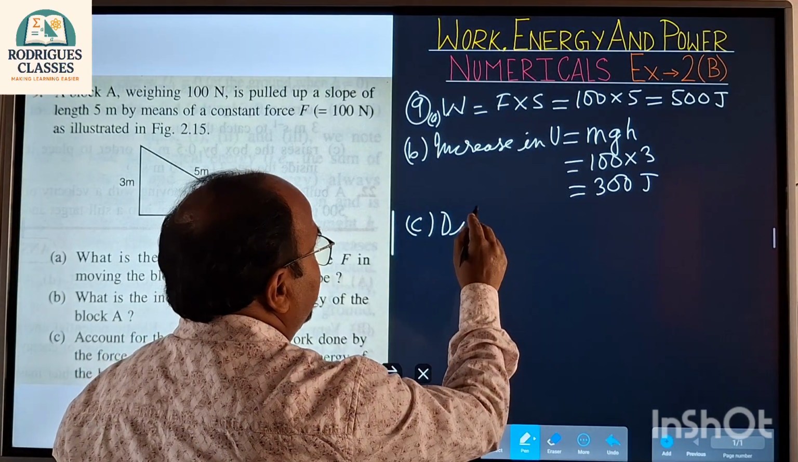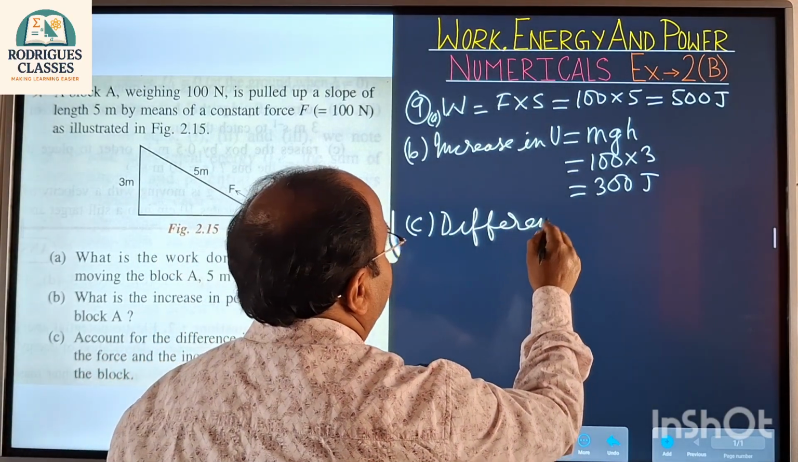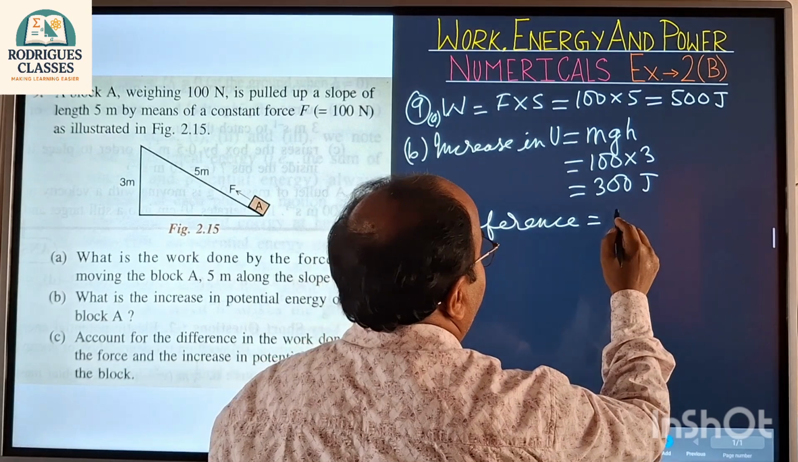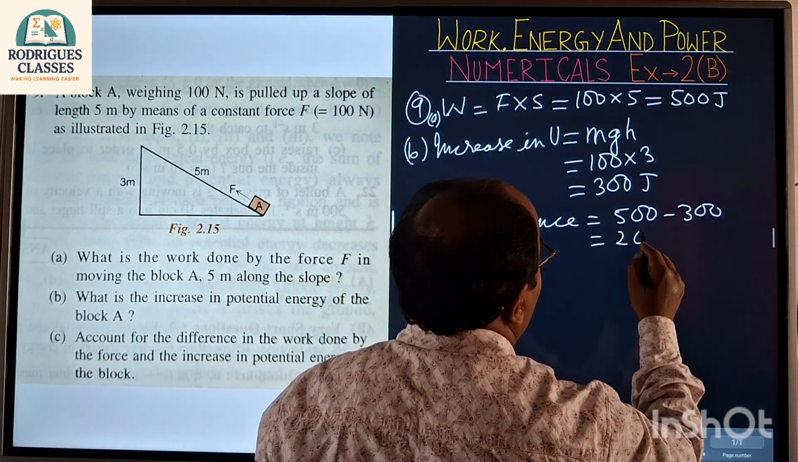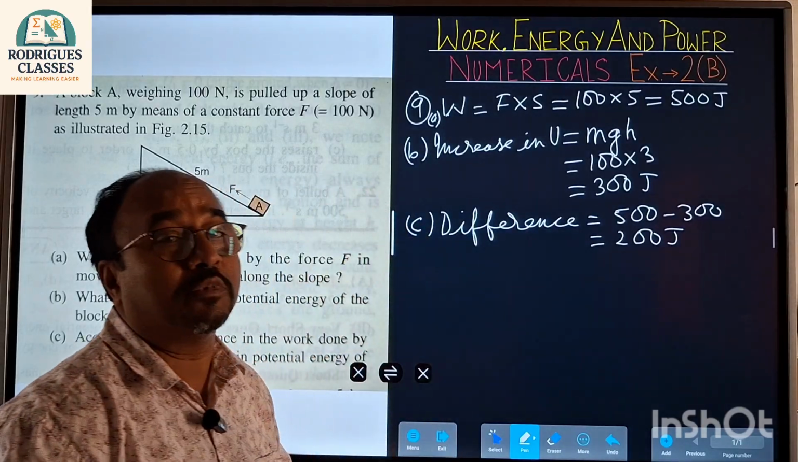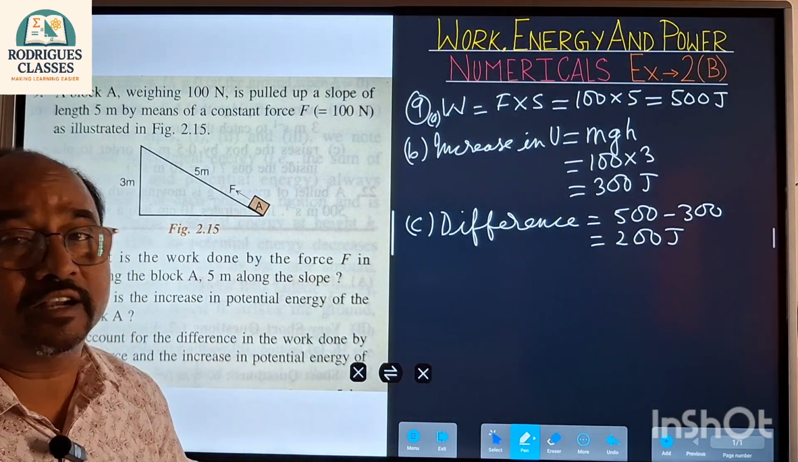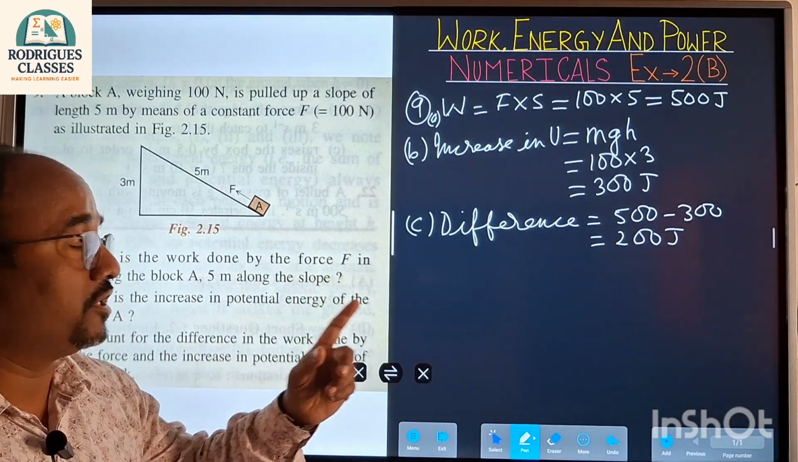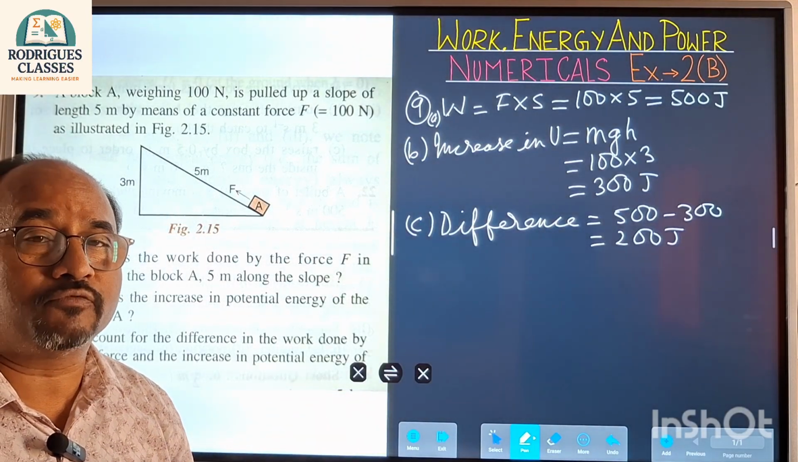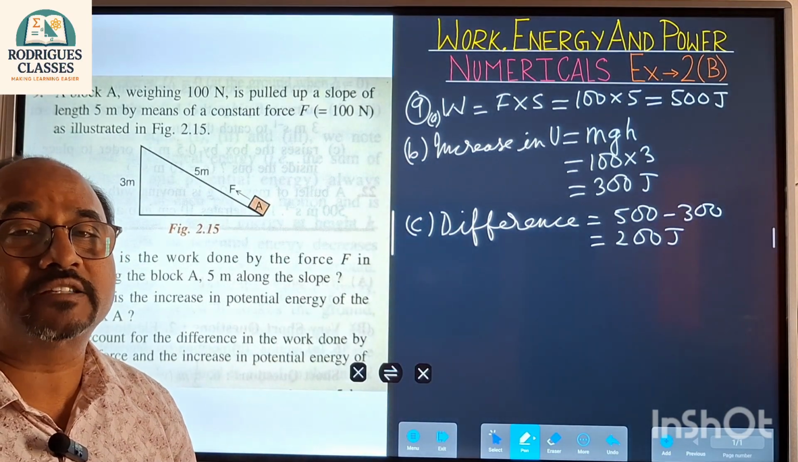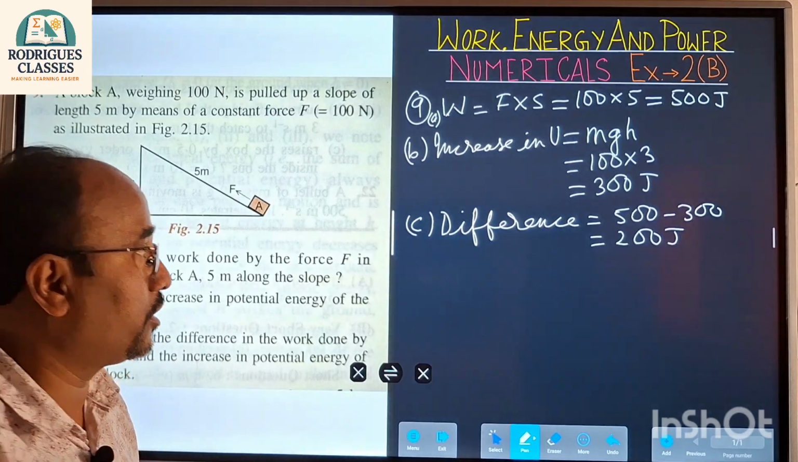So what is the difference? It is 500 minus 300, which is 200 joule. Now we are not asked how much is the difference, we have to tell why that difference is there, okay? So this difference is there because you have to do the work against the force of friction, and which gets converted as heat energy, okay?